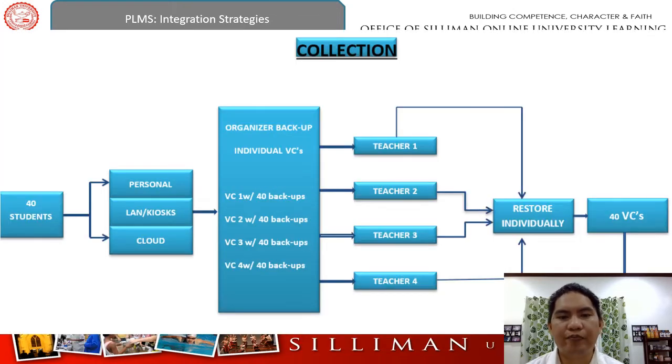And then during the collection, it will be collected manually. So the same process, a reverse perhaps. The students do this at the end of the period, and then this time it will go to the organizer again. So the organizer will create a backup of the individual virtual courses. So VC1 with 40 backups. This is 40 because you will have 40 students who have individual versions of the PLMS.